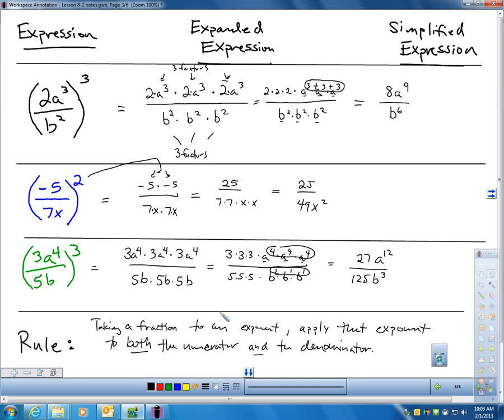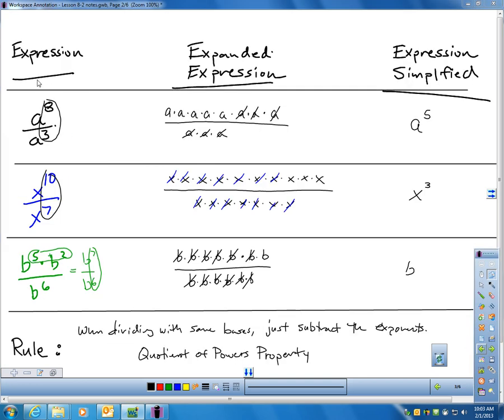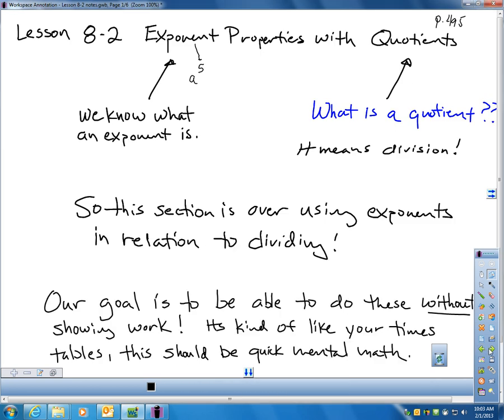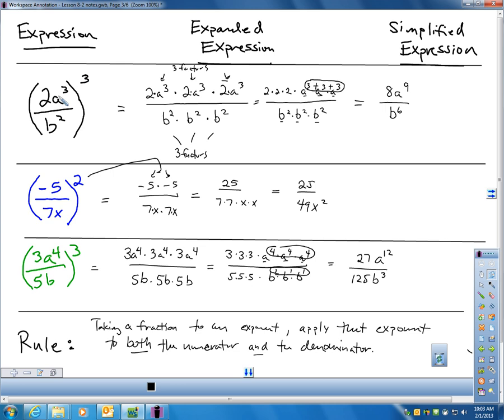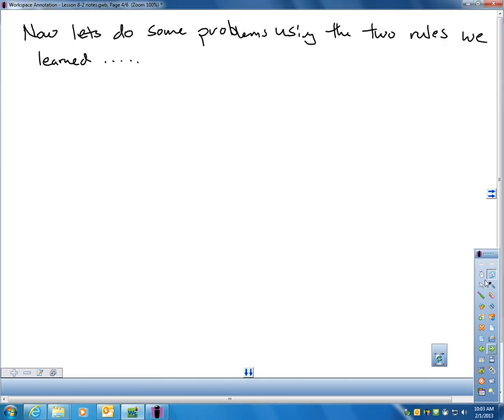So we have a quotient of powers. This is a quotient, a division of powers here. And here is a power of a quotient. Okay? We'll do a couple problems together here just to see a few in action. Let's take a look at some simple things.